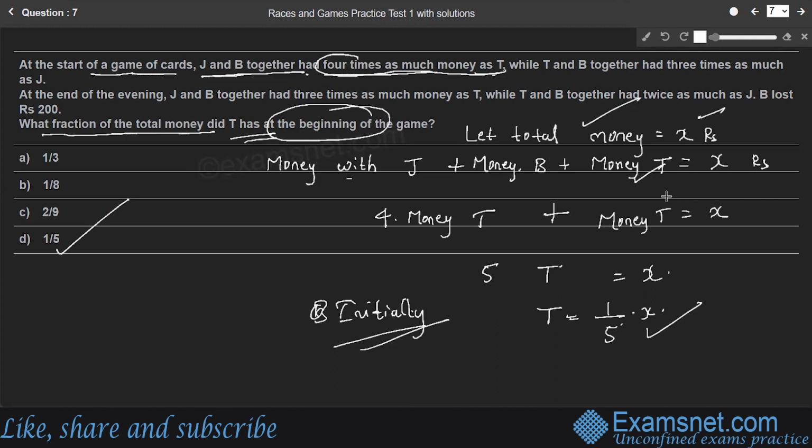So very easy solution. The remaining parts are not needed to solve this question, only the first part at the start of the game. J and B had 4 times as much money as T, plus money with T is equal to the total money with which they started the game. Therefore, 5 times money with T is equal to the total money X. Therefore, money with T is 1/5 of the total money. So option D is the right answer.